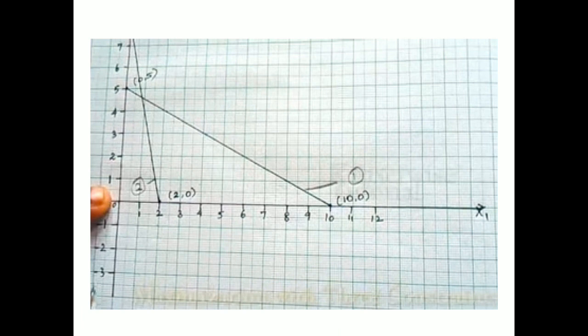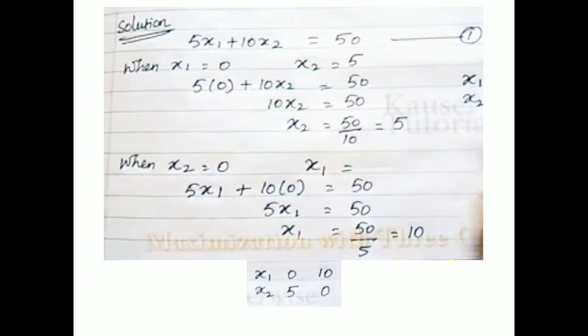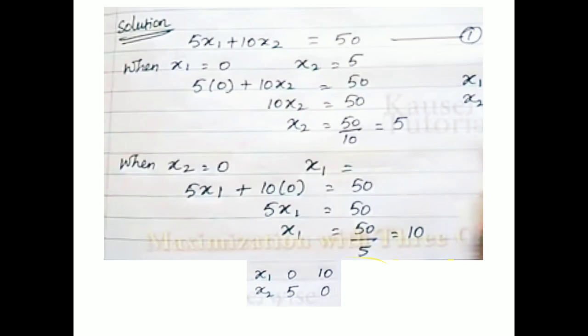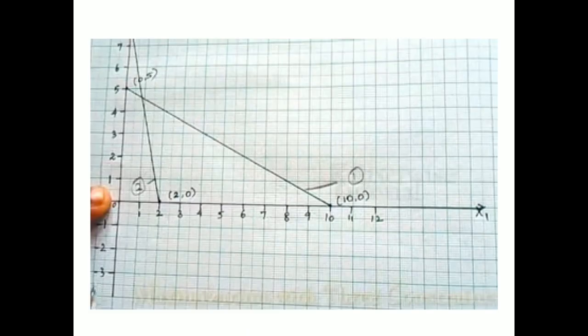The next step that I'll be doing is, for the third inequality constraint equation, I will convert it into the equation form. That is 3x1 minus 2x2 is greater than or equal to 6. After converting this inequality constraint into the equation form, I got 3x1 minus 2x2 is equal to 6, and I have represented it by equation number 3.